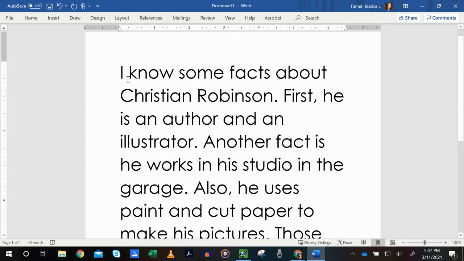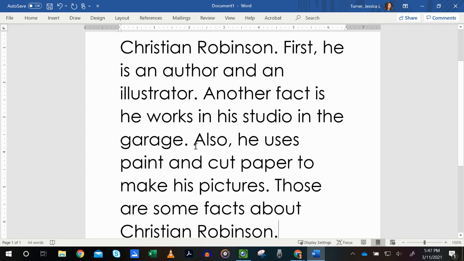Ready? Begin. I know some facts about Christian Robinson. First, he is an author and an illustrator. Another fact is he works in his studio in the garage. Also, he uses paint and cut paper to make his pictures. Those are some facts about Christian Robinson. I feel like we wrote a really good paragraph. Do you feel good about that?